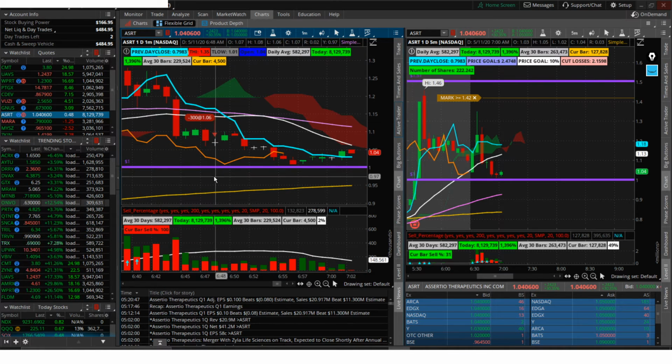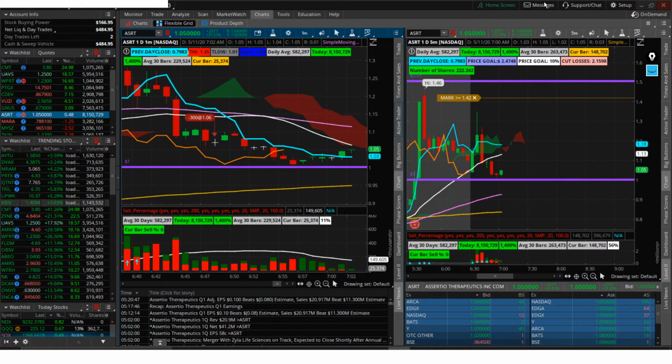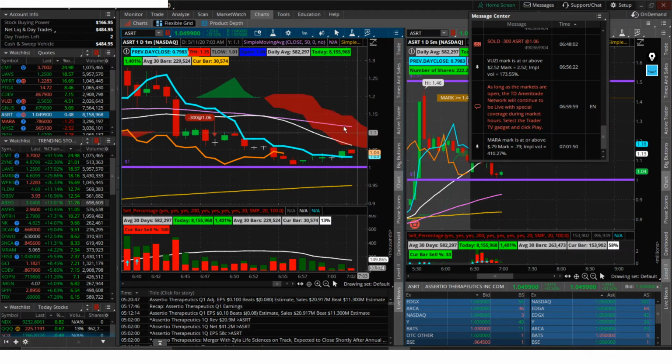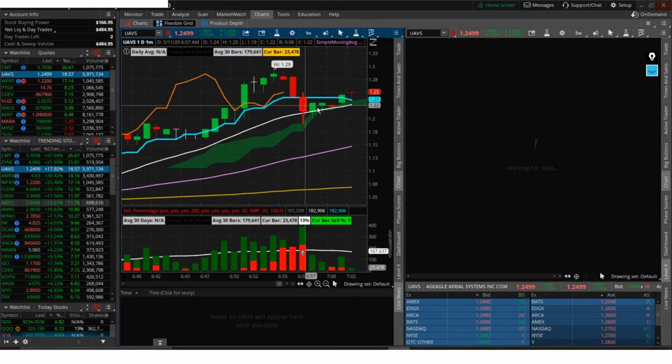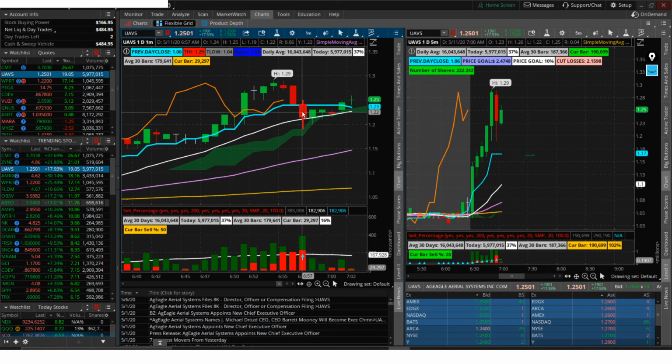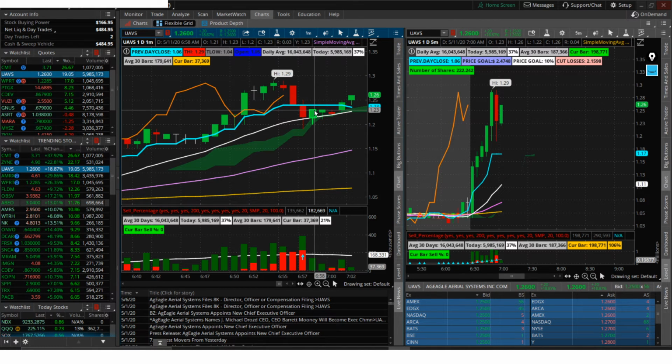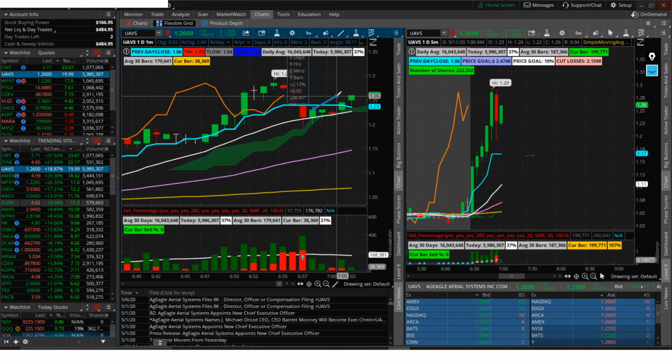So, any other alerts? Mara just hit off. Oh, there you go. There you go with the UAVS. I was waiting for that sell-off, and it's consolidating. $23 would have been a good entry point for me.